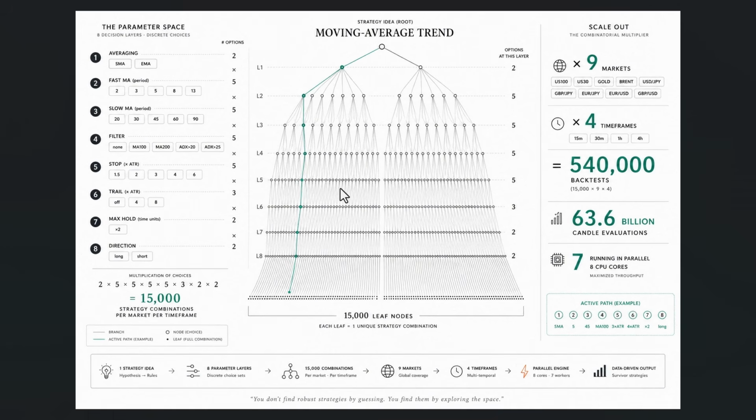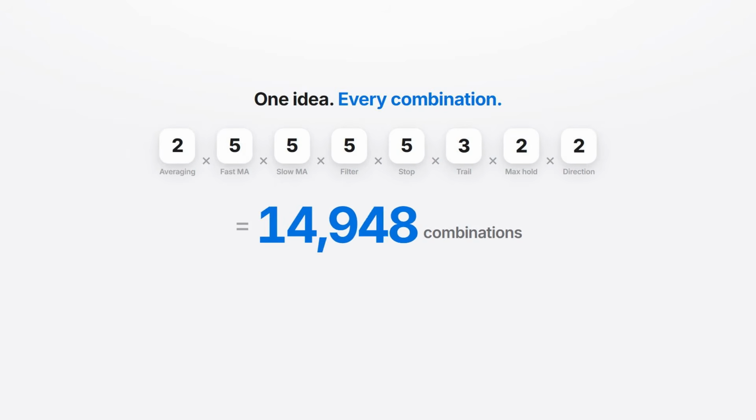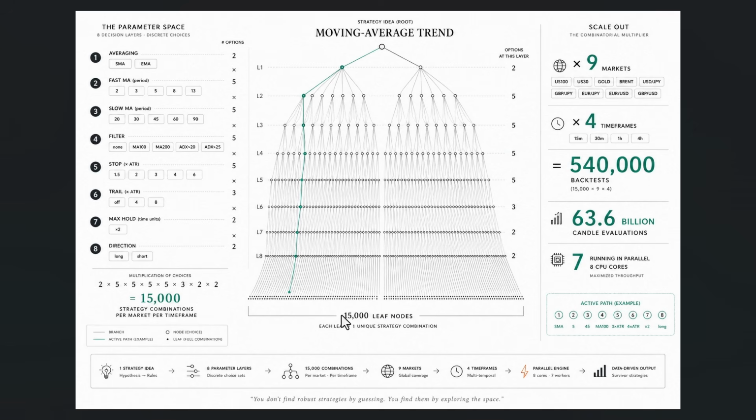Okay, I spoke a lot, I know, but here's what's going to blow your mind. Based on these parameters, we're going to have 15,000 strategy combinations. Imagine this, 15,000. Each leaf right here, as you can see, this is a leaf, is going to have one unique strategy combination. Unique, completely different. So 15,000 strategy variations came out of this one simple idea.